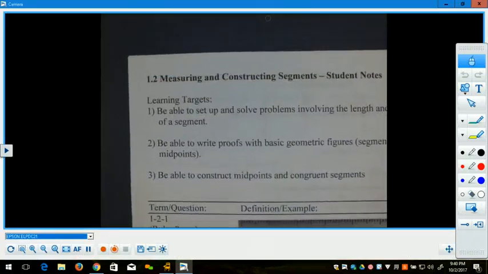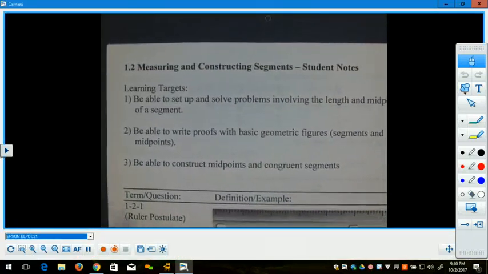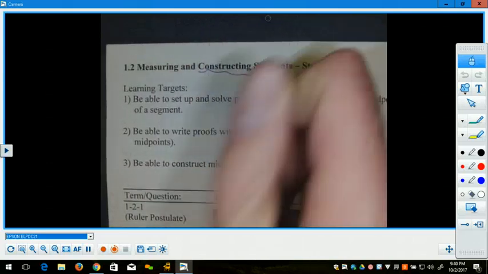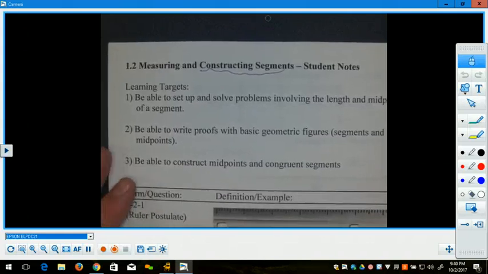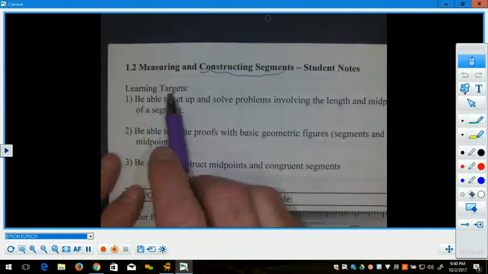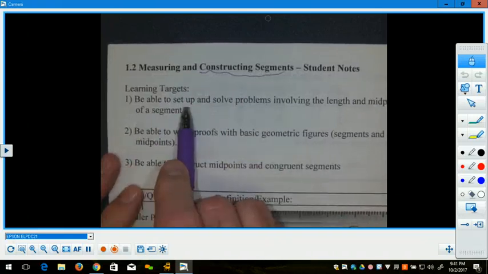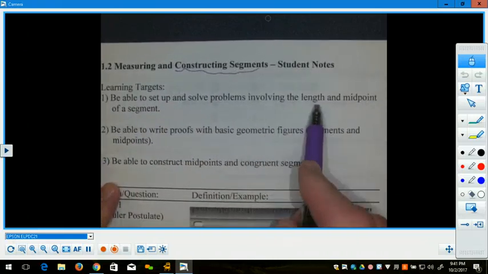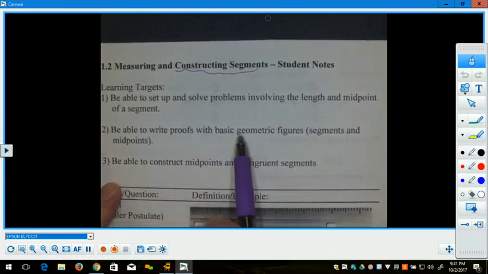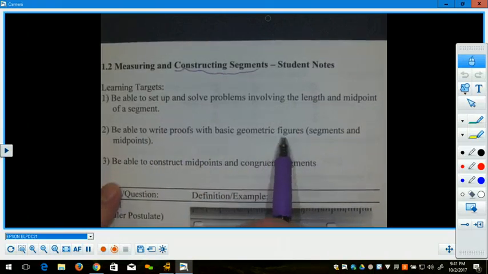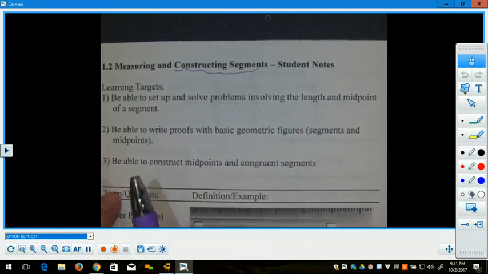Welcome to lesson 1-2, measuring and constructing segments. Actually, we're going to hold off a little bit on the constructing until we have a day just to play with the compasses and rulers. So our primary learning targets for lesson 1.2 are going to be focused around segments, being able to set up and solve problems involving length and midpoint of a segment, and being able to write proofs with basic geometric figures of segments and midpoints.